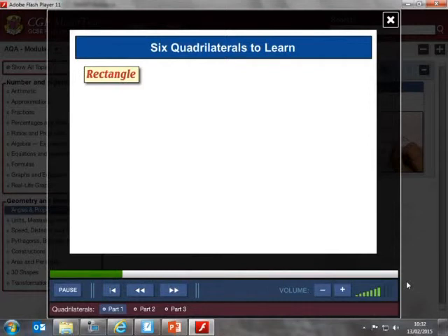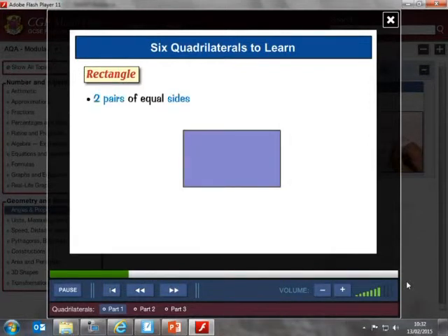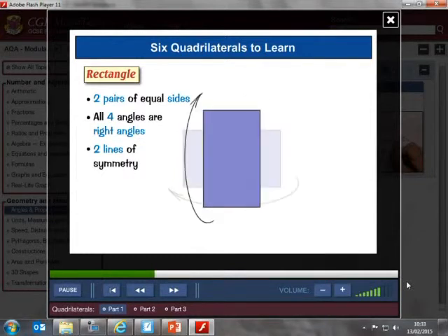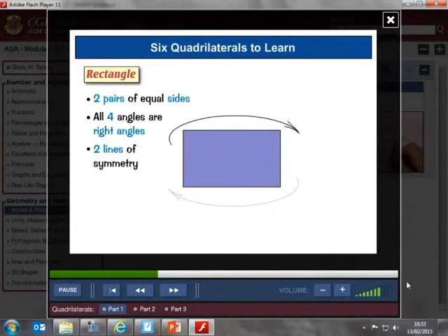Rectangles are a bit like squares that have been stretched. Here's one. They have two pairs of equal sides. So this side and this side, and this side and this side are equal. All four angles are right angles. There they are again. They have two lines of symmetry, one here and one here. They also, if we rotate it, you'll see, have two positions where they look the same as you rotate them. So they have rotational symmetry order of 2.